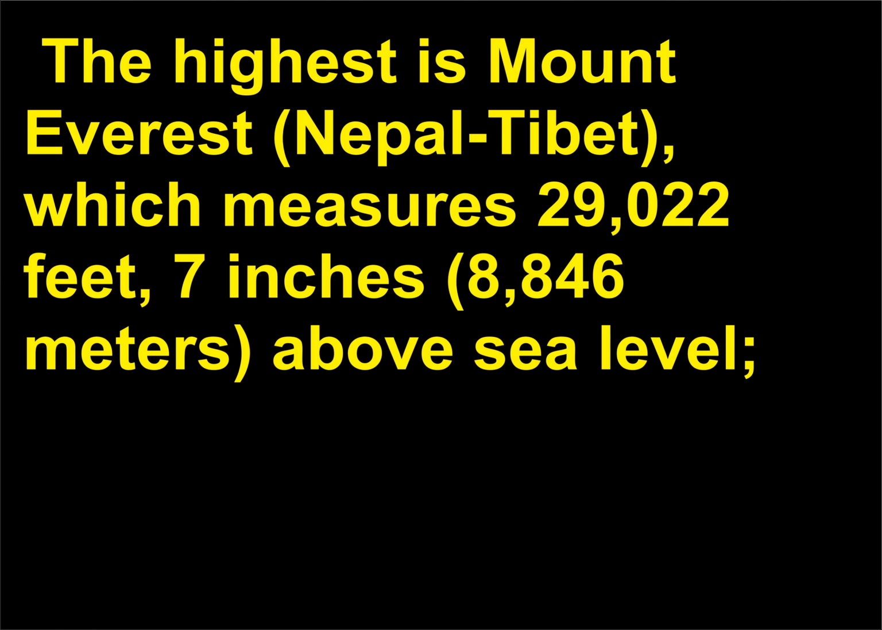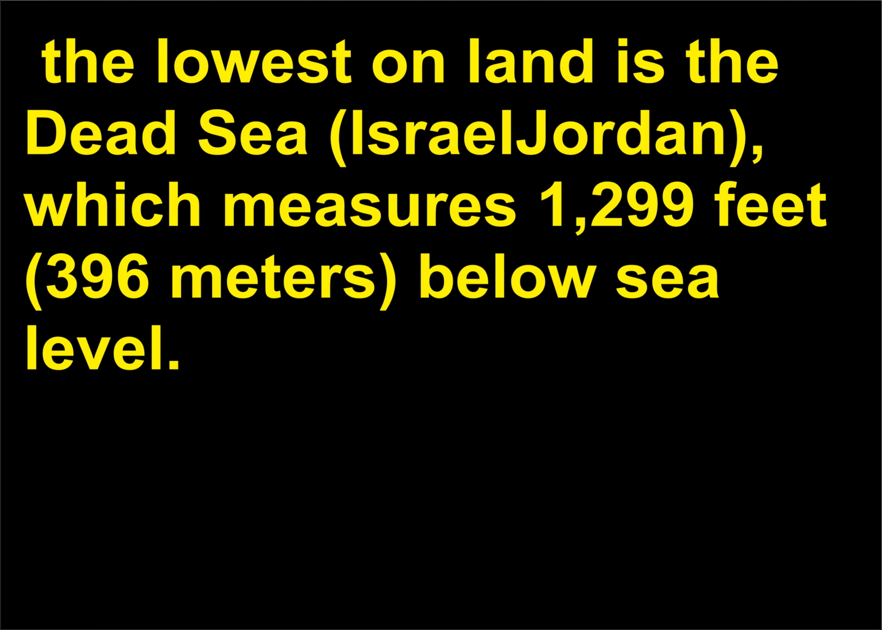The highest is Mount Everest, Nepal, Tibet, which measures 29,022 feet, 7 inches, 8,846 meters, above sea level. The lowest on land is the Dead Sea, Israel, Jordan, which measures 1,299 feet, 396 meters, below sea level.